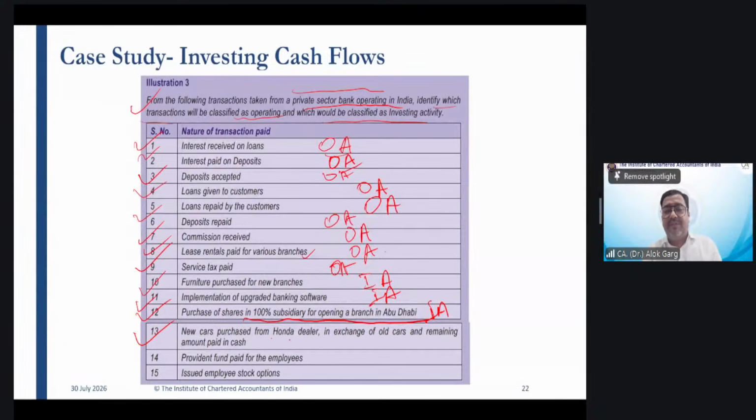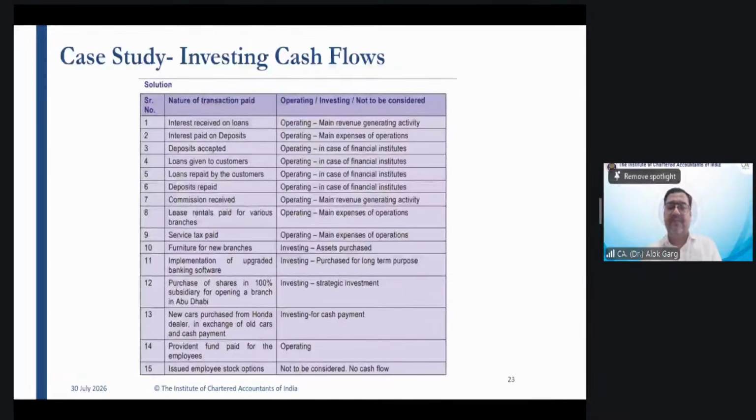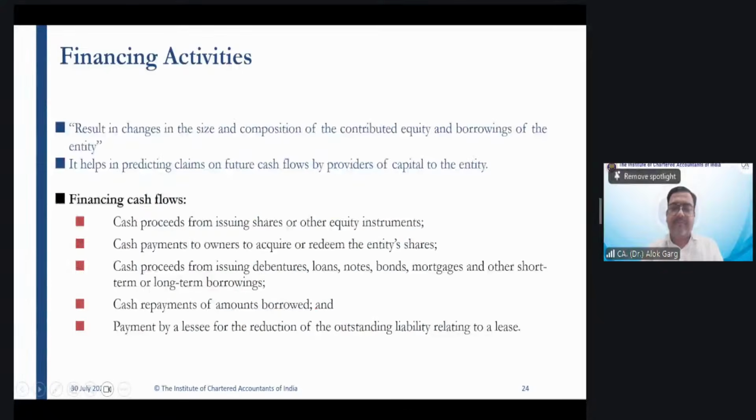New car purchased from Honda dealer in exchange of old car and remaining amount paid in cash. What will be this? This item will be investing activity to the extent cash is paid. To the extent it is exchange barter, it is a non-cash item. So new car purchase, investing only for the cash payment part.